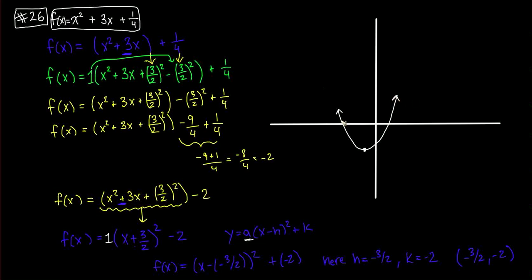So why don't we find the intercept points then? So it will be the x-intercepts. We let y equal 0, solve for x, and when we do that, we're going to use this equation right here.